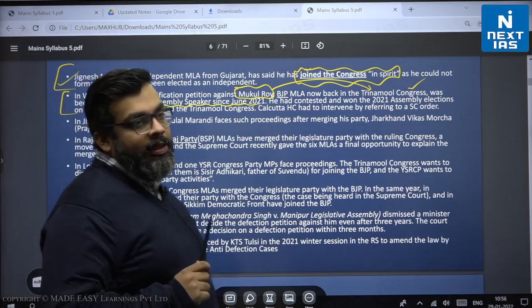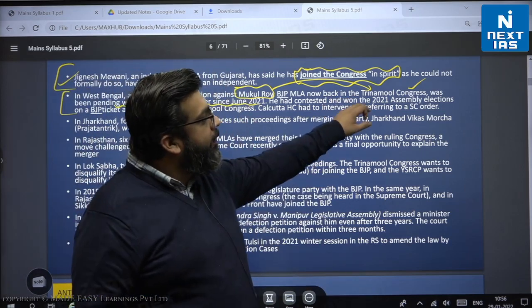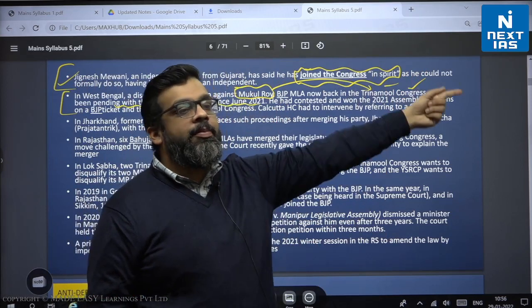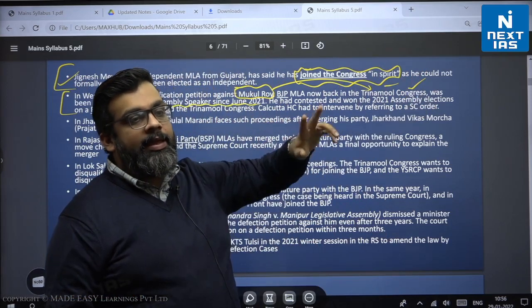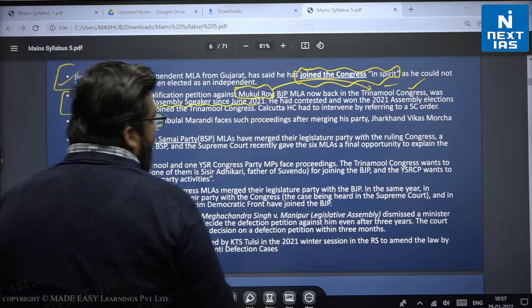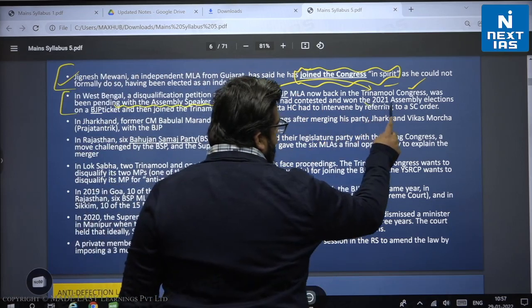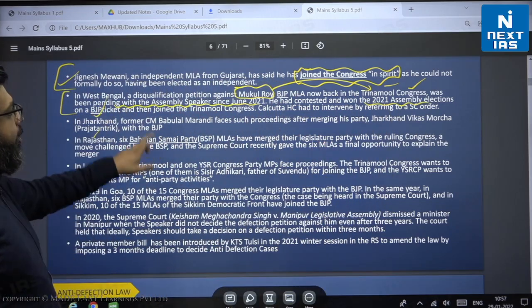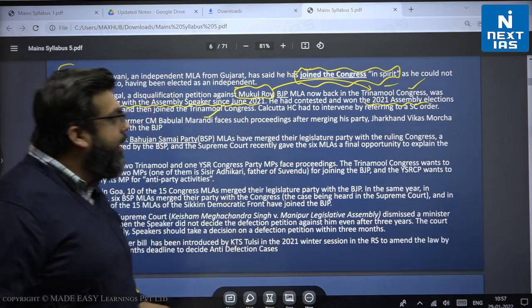That is why it is a matter of convention that the Speaker will always be from the ruling party and the Deputy Speaker will always be from the opposition party, so that there is a balance of things. So anyways, what had happened with Mukul Roy was he had contested and won the 2021 Bengal elections. He won on a BJP ticket and immediately went and came back to the Trinamool Congress.